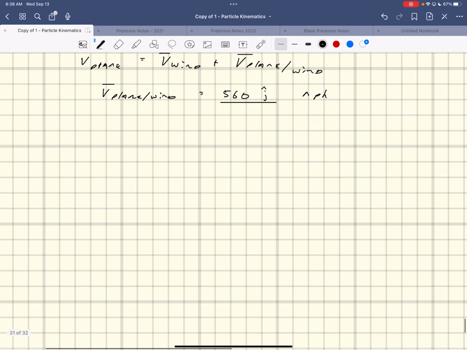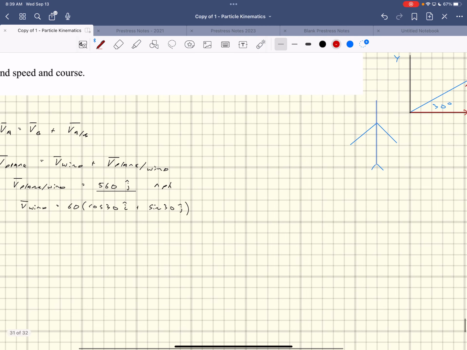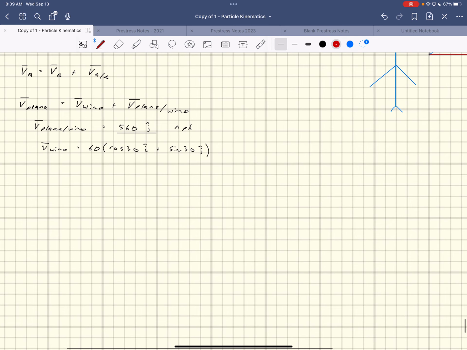Okay. The velocity of the wind, we're going to break it into its x and y components. The magnitude is 60, and then it's going to be cosine 30 in the i direction plus sine 30 in the j direction. Okay, all I did there is I just broke this thing into its two components. The wind's going to have an x component and a y component. The x component is going to be cosine 30 in the i direction, and the y component is just going to be sine 30 in the j direction. So there's our vector for our wind. So the overall is just going to be v wind plus v plane as seen from wind. Okay, let me say that.